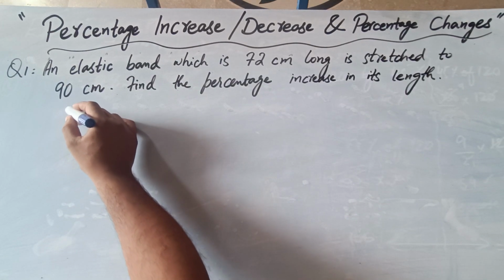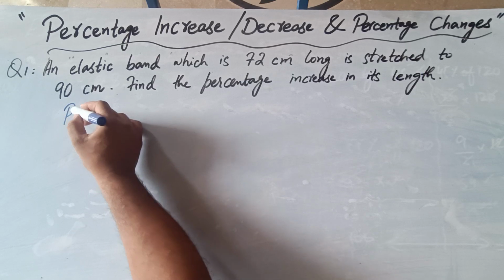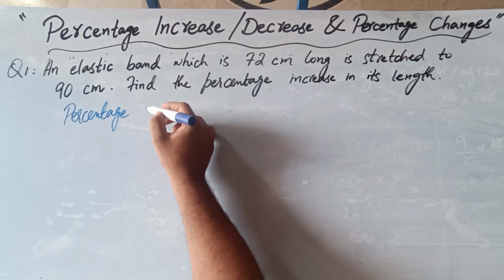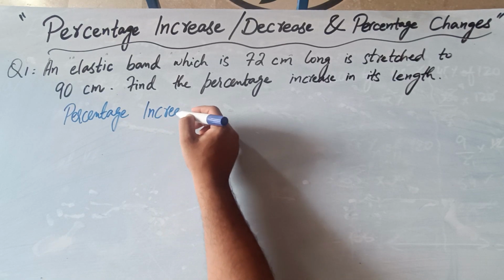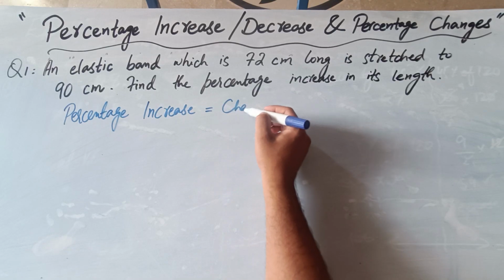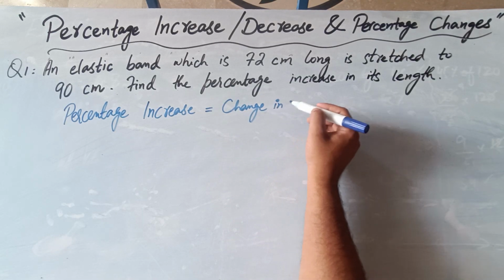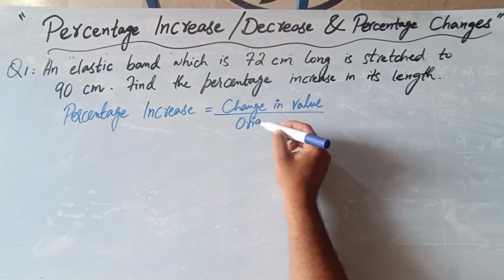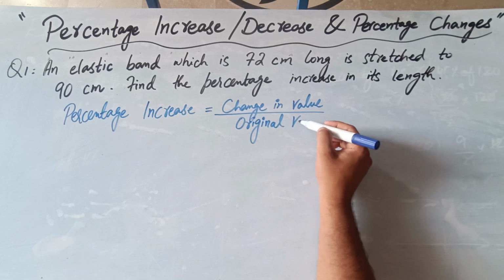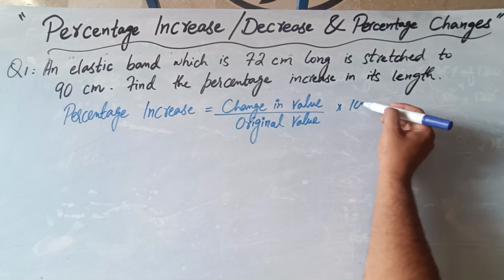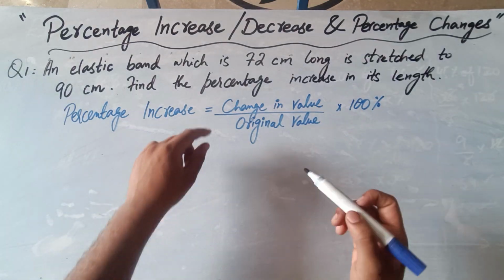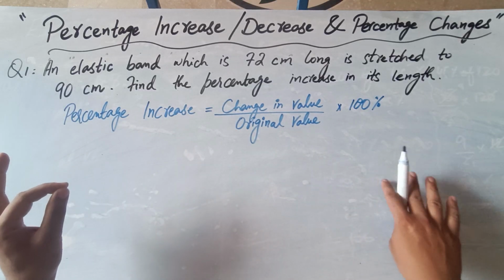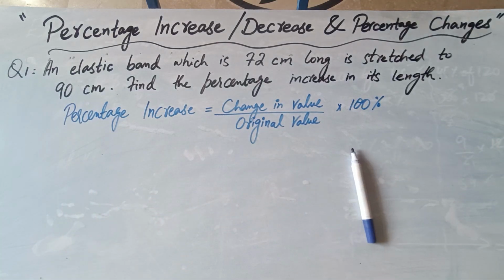So percentage increase is equal to change in value divided by original value multiplied by 100%. So change in value means the change we are getting after stretching and before stretching.